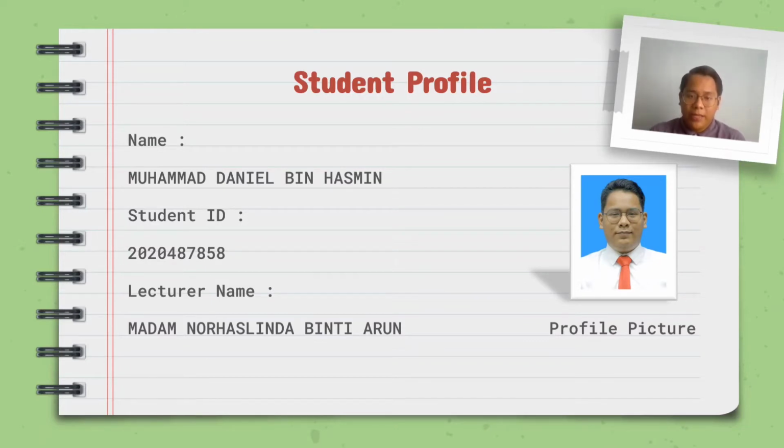My name is Muhammad Daniel bin Hasmin, student ID 2020487858. I'm from Diploma in Planting Industry and Management. I'm doing this topic for the subject AGR 142. My lecturer name for the AGR 142 is Madam Nur Haslinda binti Arun.